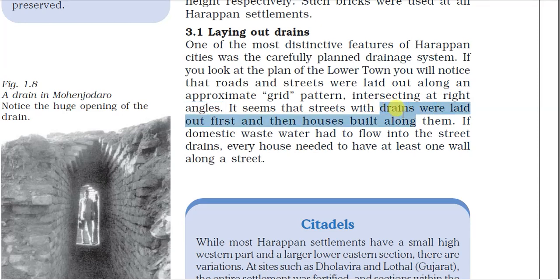Then they started with the drains. They laid out the drains and then started building houses along with them. So there is no chaotic situation in Mohenjo-daro, like having the drains first and then houses, or houses first and then drains. They planned the entire city according to the grid pattern, roads and streets. Then they laid out the drains and then built the houses, so that there is no confusion, no chaos within the settlement as to how the water will move out of the city. They were very careful about it.